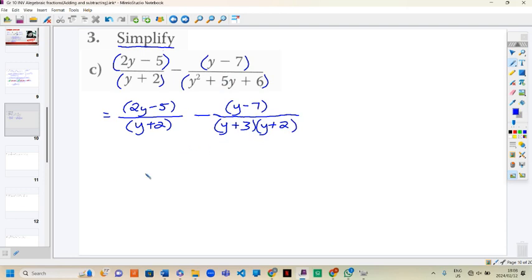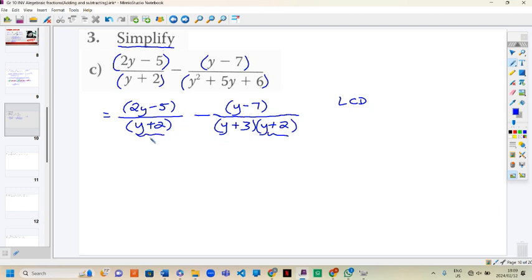Now I see I'm minusing fractions. So ding ding ding, first thing, lowest common denominator. Always lowest common denominator when I see that there's a plus and a minus here. So I look at my denominators in both of those fractions. I see a y plus 2. I see a y plus 3 and a y plus 2. Is there anything common in these two denominators? I see that y plus 2 is common.